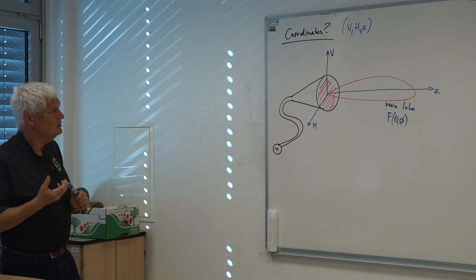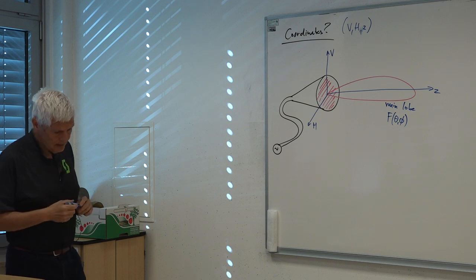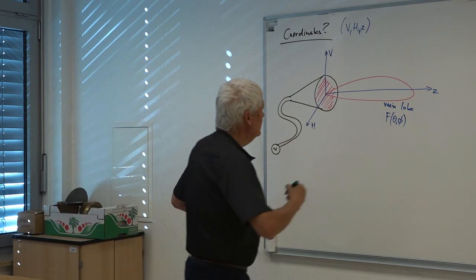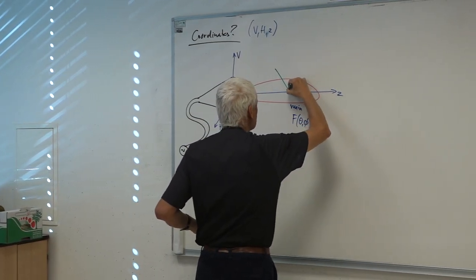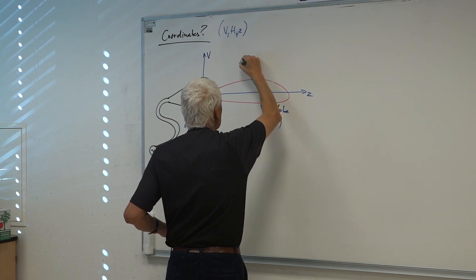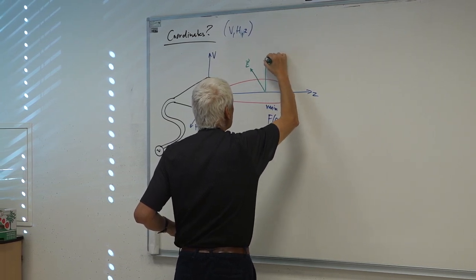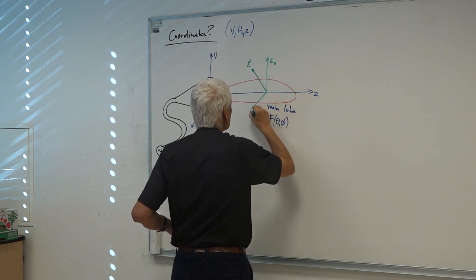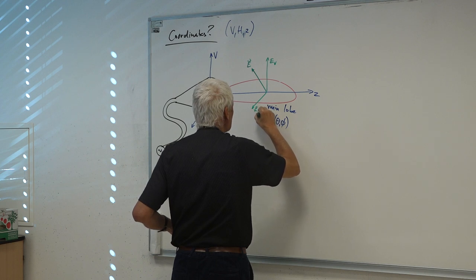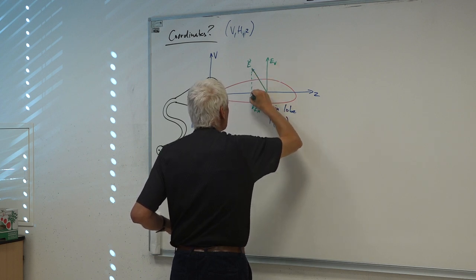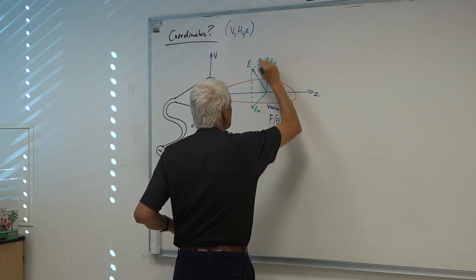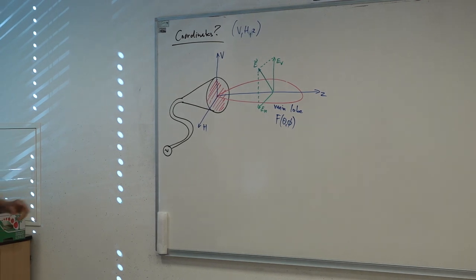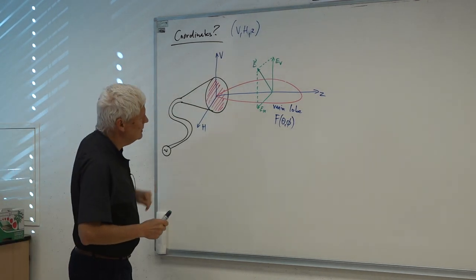Now, how to describe polarization? What are we actually transmitting with our antenna? With our antenna, we are transmitting an electric field, and this electric field can be decomposed into a vertical component, E vertical, and a horizontal component, E horizontal. I'm not drawing vector signs on E vertical and E horizontal, because the directions are now in the vertical axis and in the horizontal axis.